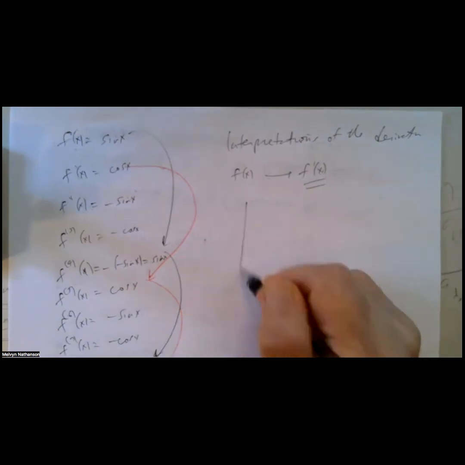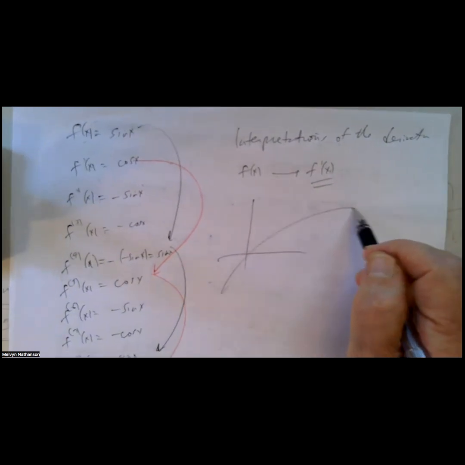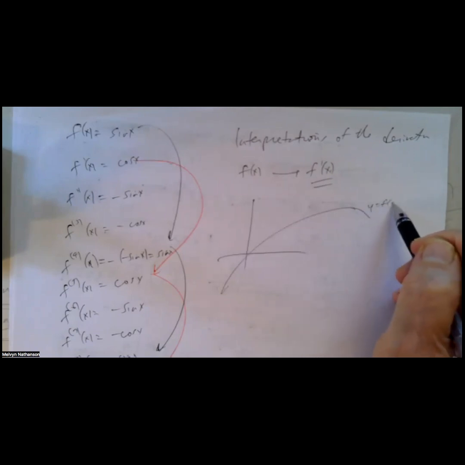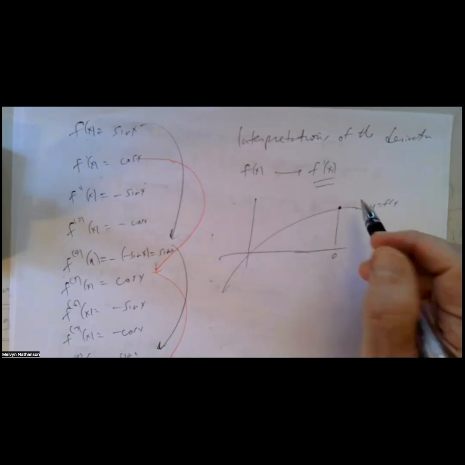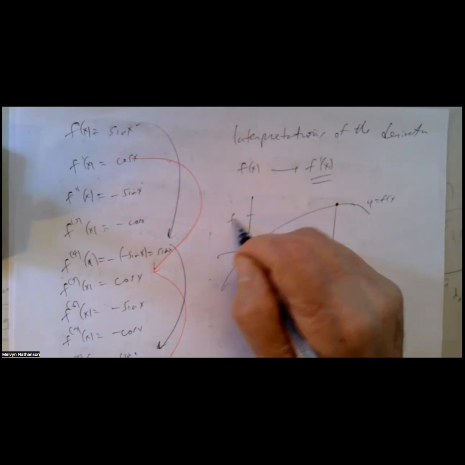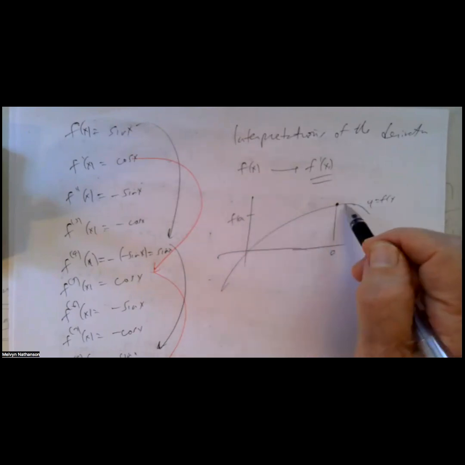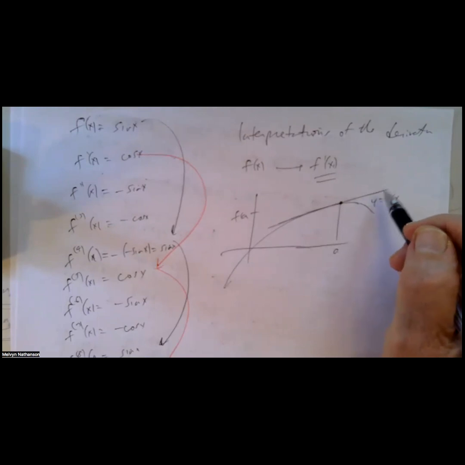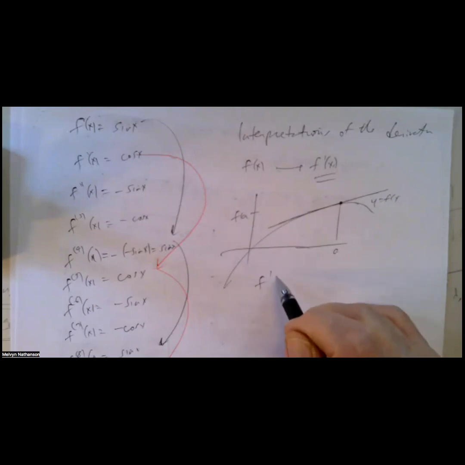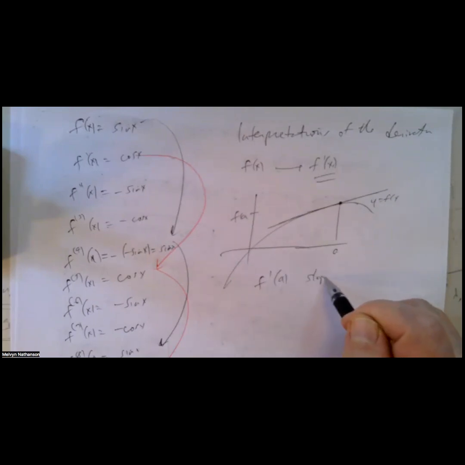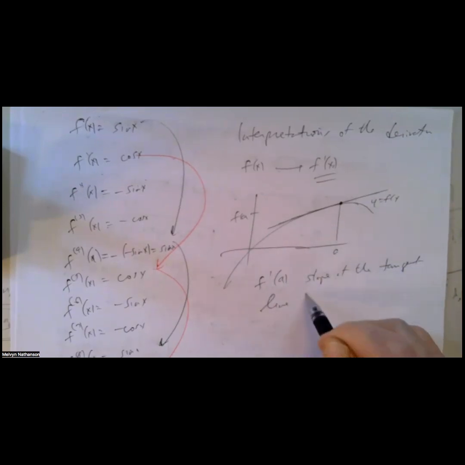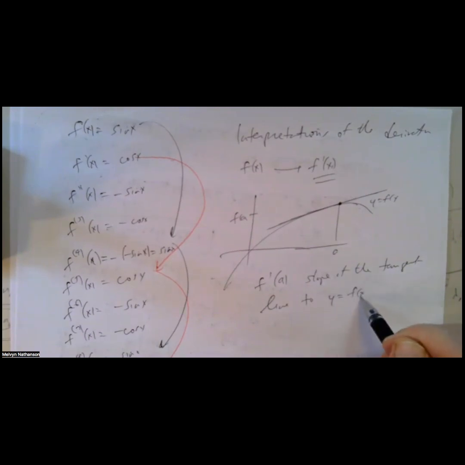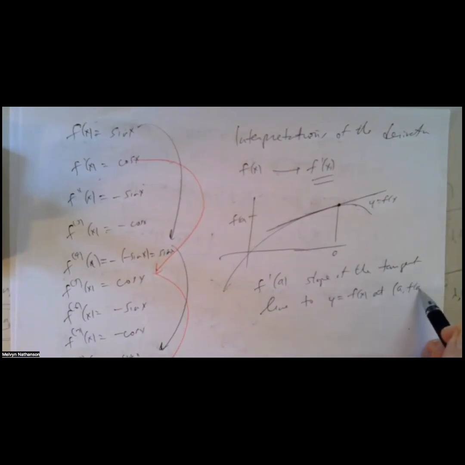one geometrical interpretation. If you have a function, let's say this is the graph of y equals f of x, and you take a point on the graph, let's say this is a, and on the graph, this is f of a. You take the tangent line to the curve at that point. The derivative of the function at this point a is the slope of the tangent line to the curve y equals f of x at the point a comma f of a, right?